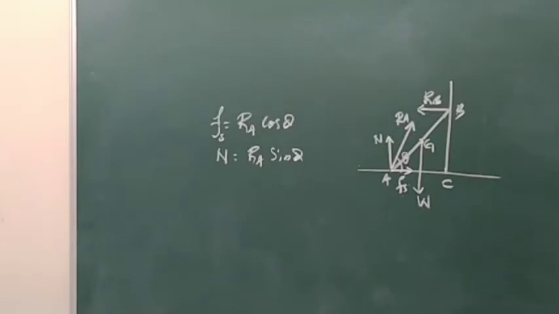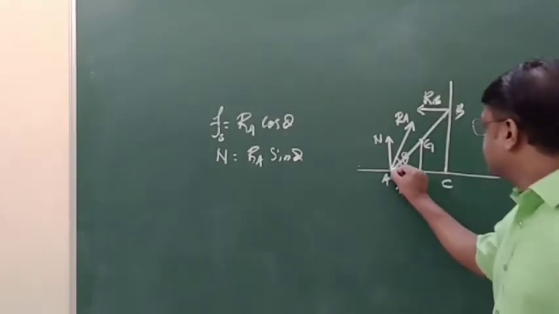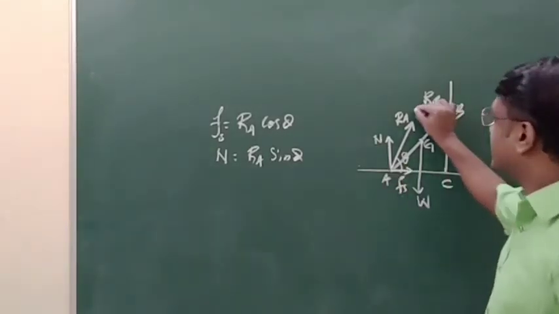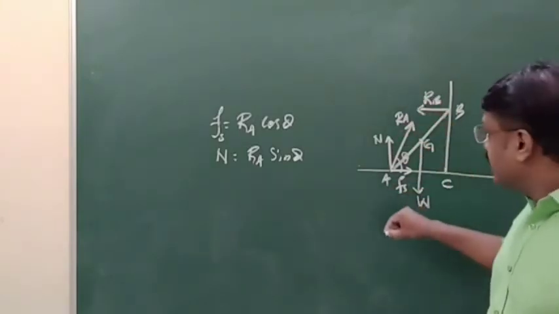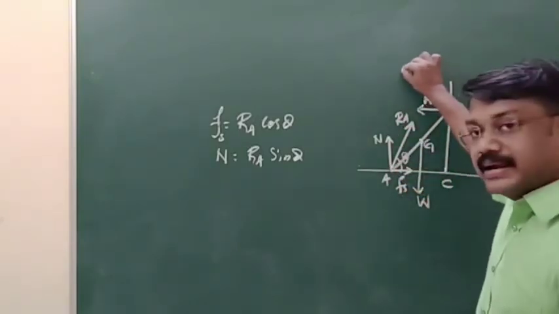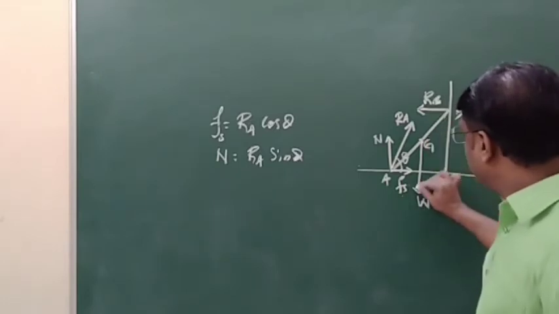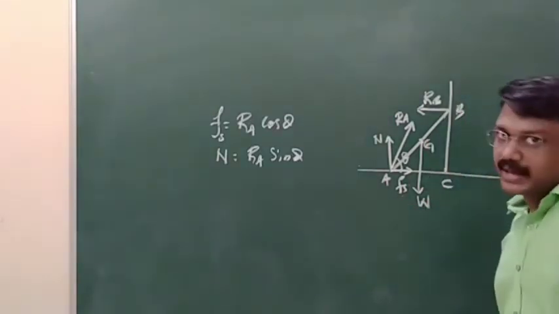So along the horizontal direction, Fs and RB are acting. Fs is acting towards the right and RB is acting towards the left. In the vertical direction, N is acting upward and W is acting in the downward direction.